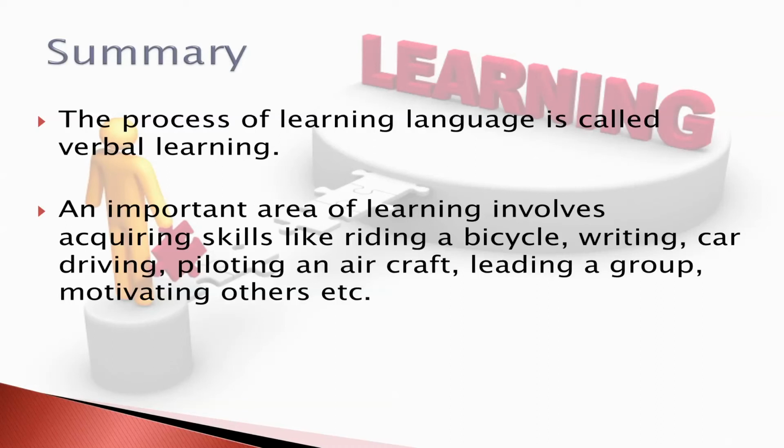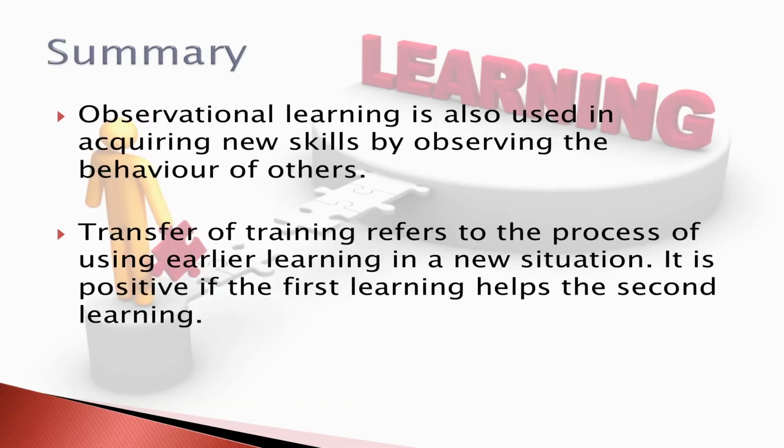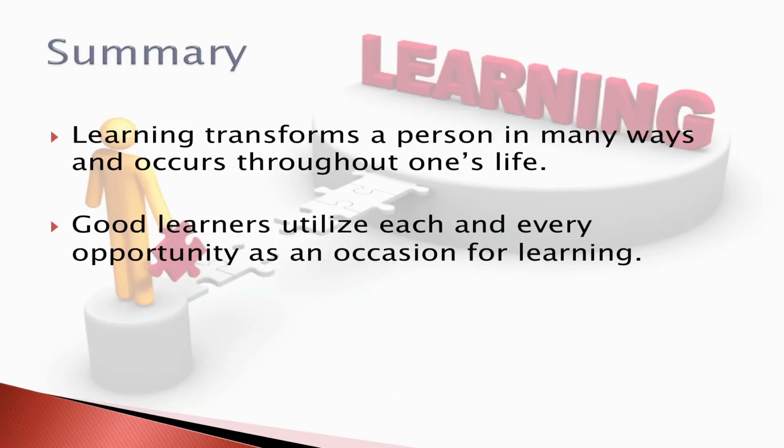An important area of learning involves acquiring of skills like riding a bicycle, writing, car driving, piloting an aircraft, leading a group, motivating others, etc. Observational learning is also used in acquiring new skills by observing the behavior of others. Transfer of training refers to the process of using earlier learning in a new situation. It is positive if the first learning helps the second learning. Learning transforms a person in many ways and occurs throughout one's life. Good learners utilize each and every opportunity as an occasion of learning.